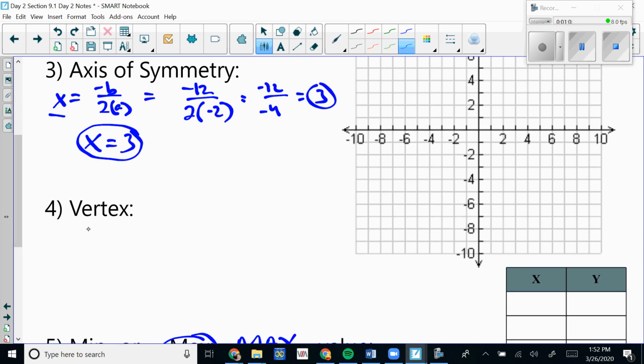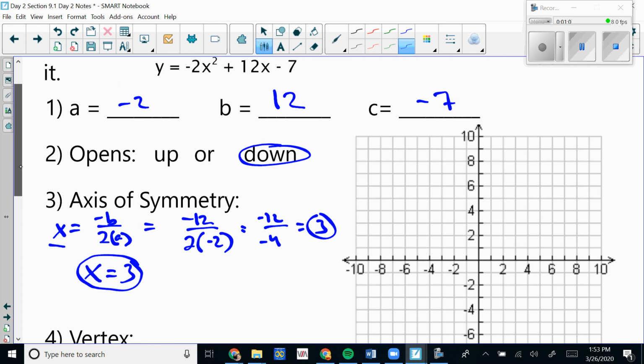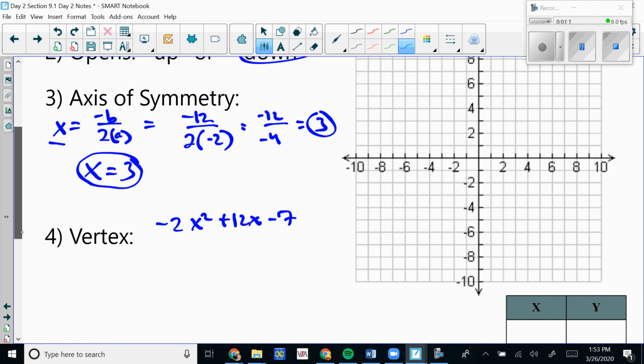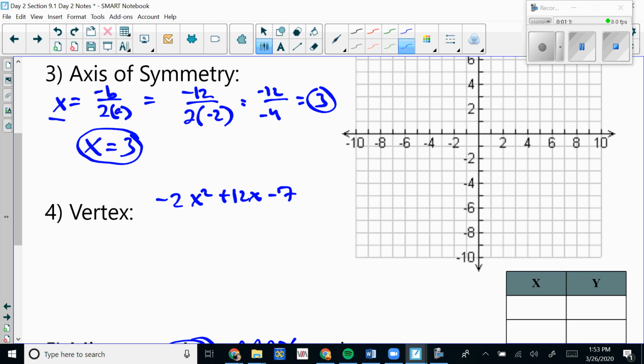On the vertex, if I plug that into the original equation, I'm going to write the equation so I can scroll down. So it's -2x squared plus 12x minus 7. And anyway, I have to take and plug in 3 for x here. So -2 times 3 squared plus 12 times 3 minus 7. All right, and that equals 11.